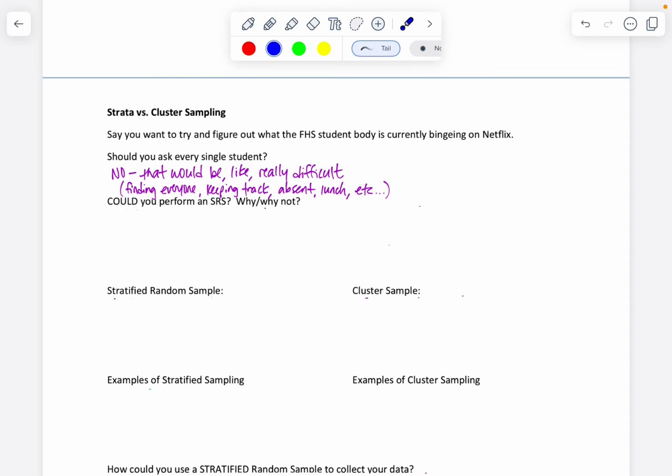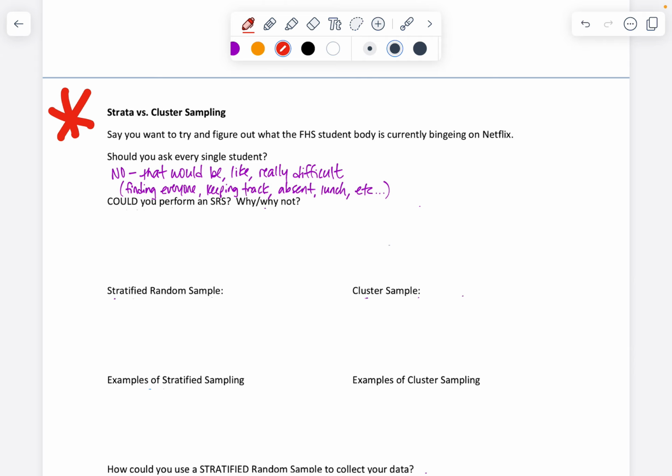Okay, family, we are back, and today's lesson is strata versus cluster sampling. Two words that you have in your reading guide already. You probably weren't paying attention when you were copying down the vocab words, but let me tell you, these are probably two of the most commonly confused topics in the entire year of AP Stats.